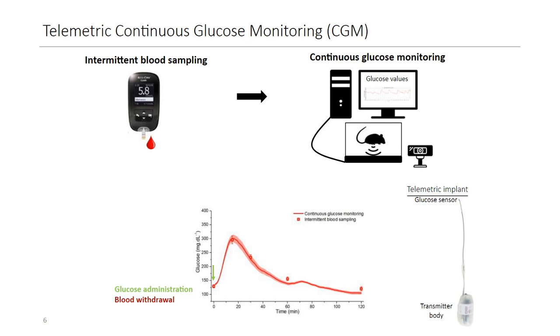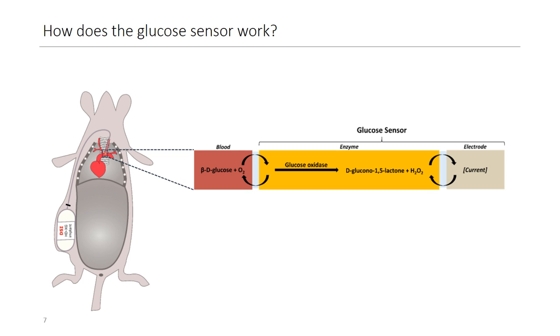So a telemetric implant looks like this. At the top you have a glucose sensor, which is implanted inside the blood and which senses the blood glucose, and this sends a signal to the transmitter body, which sends the signal to the receiver. The glucose sensor contains an enzyme, glucose oxidase, which catalyzes the reaction of glucose and oxygen and will generate a current on the electrode, which is then sent to the transmitter body.